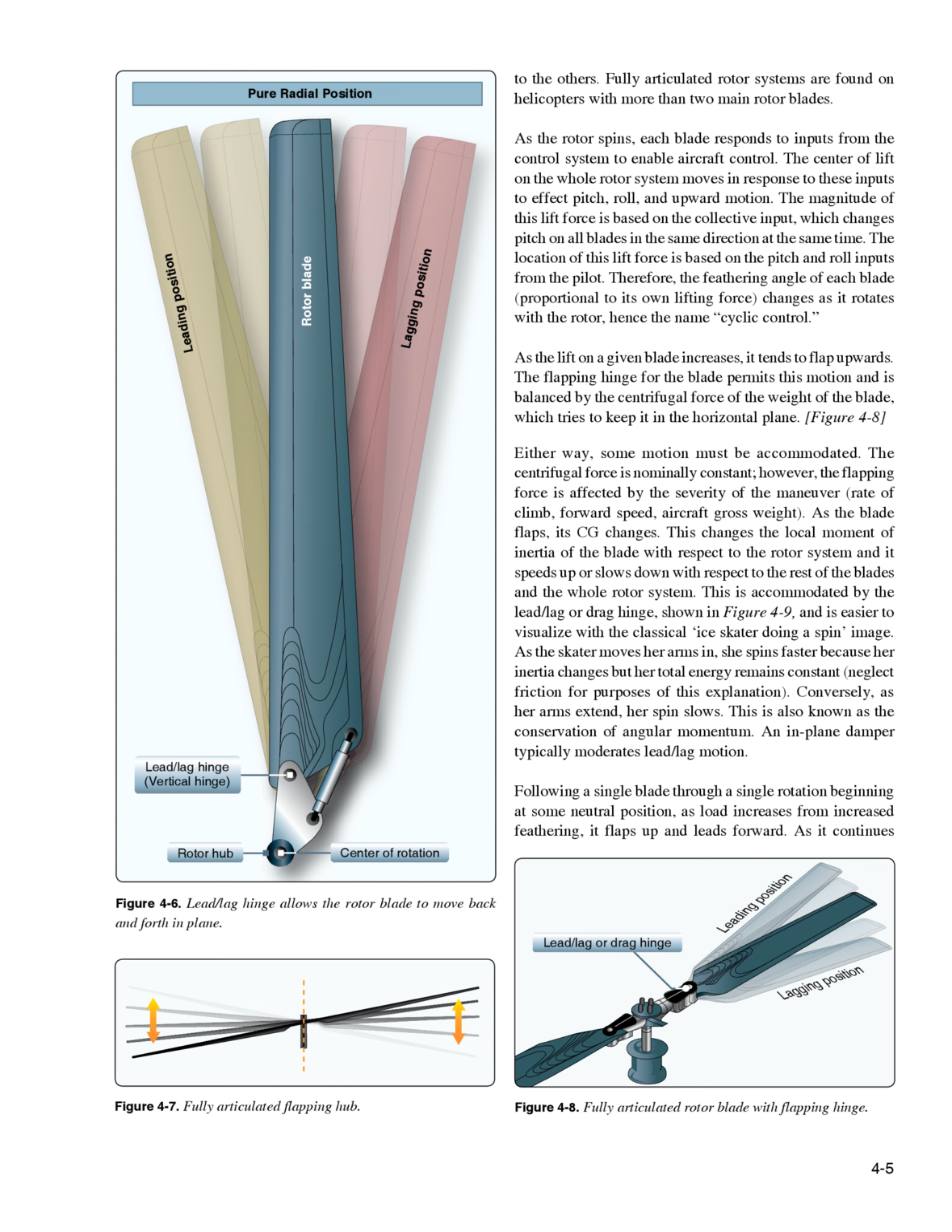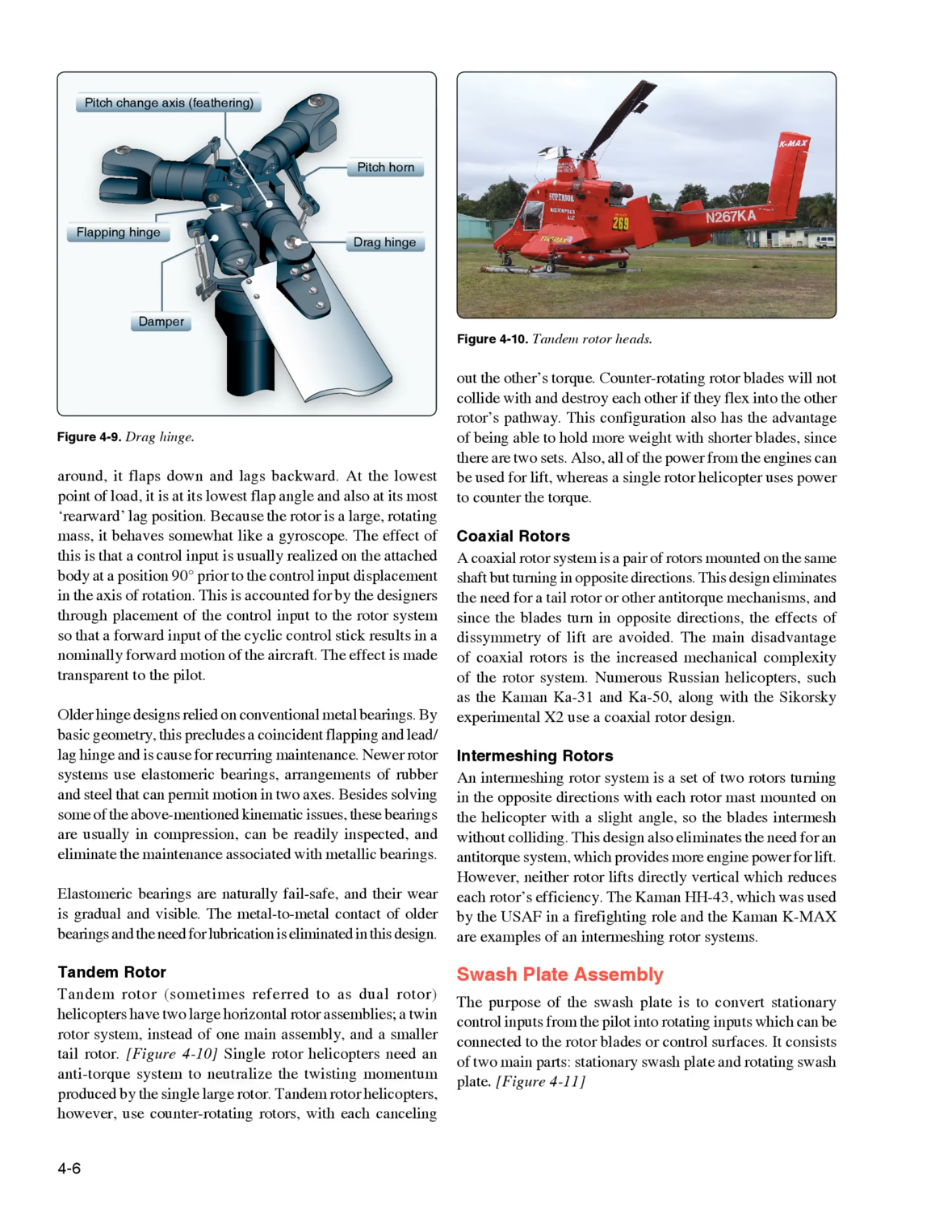An in-plane damper typically moderates lead/lag motion. Following a single blade through a single rotation beginning at some neutral position, as load increases from increased feathering, it flaps up and leads forward. As it continues around, it flaps down and lags backward. At the lowest point of load, it is at its lowest flap angle and also at its most rearward lag position.